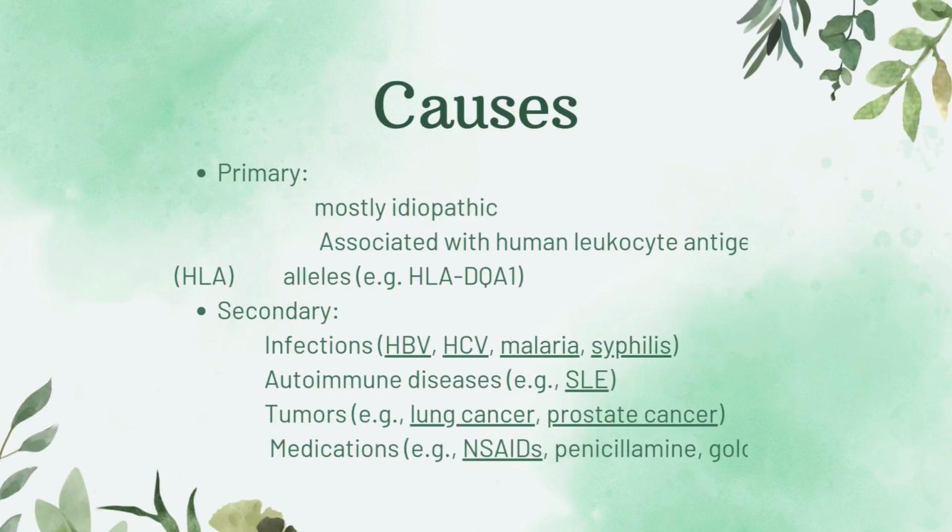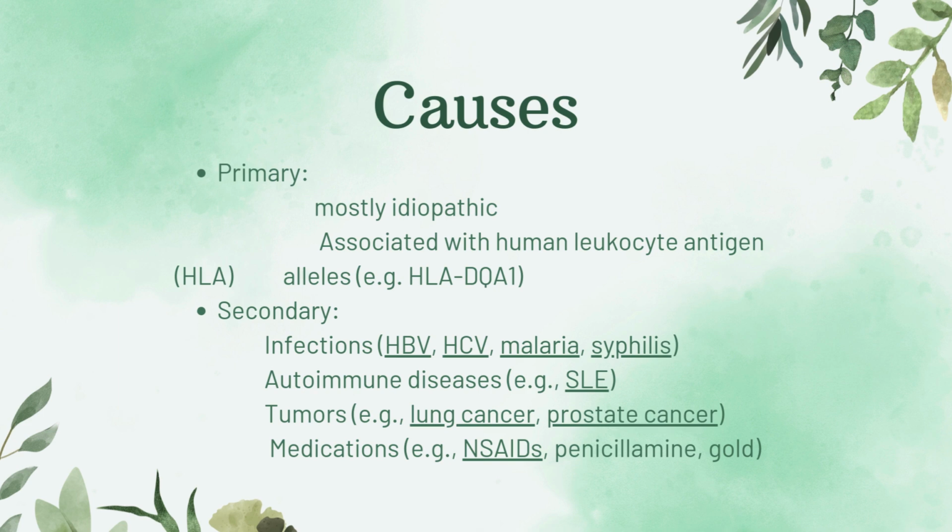Now, let's talk about the causes of membranous nephropathy. Primary membranous nephropathy is mostly idiopathic, meaning no clear cause is identified. However, research suggests an association with certain human leukocyte antigen alleles, particularly HLA-DQA1.